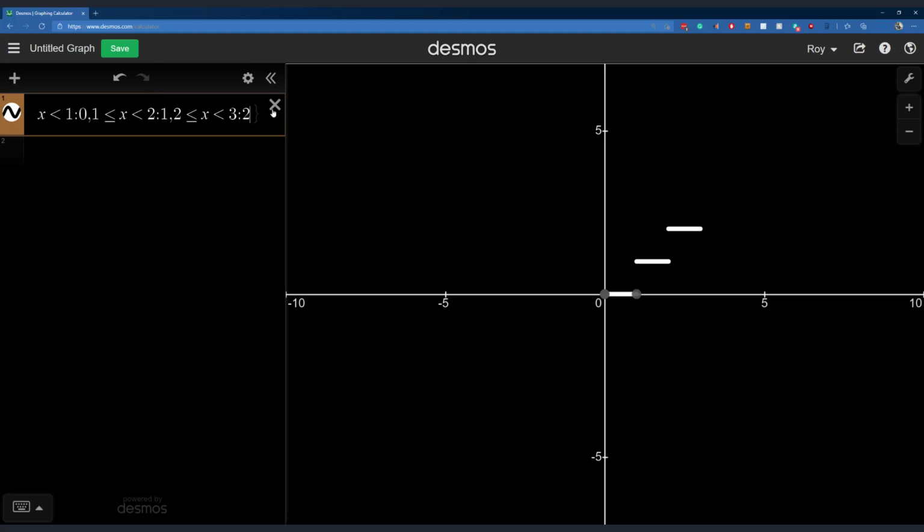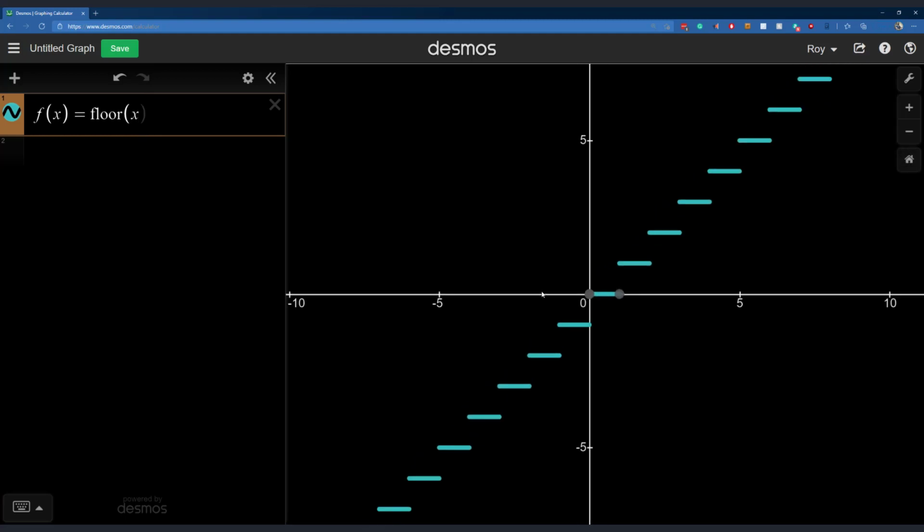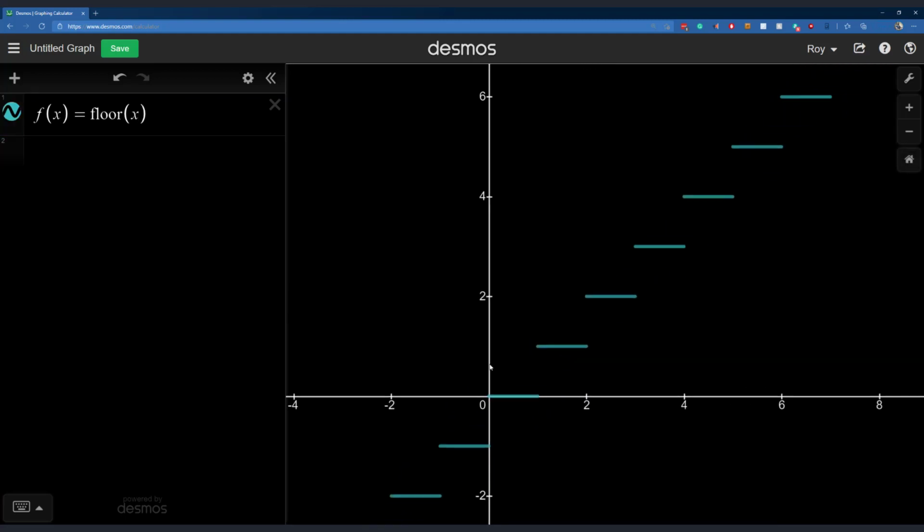But luckily, there's a faster way to get Desmos to graph this step function. I mentioned it earlier that if you're into programming, you already know from programming that there's a floor function. Well, it turns out that Desmos also contains this floor function. You would just type f of x is equal to floor of x, and there you have it. Very fast and beautiful, and really showcases very quickly the step pattern that the greatest integer function has.